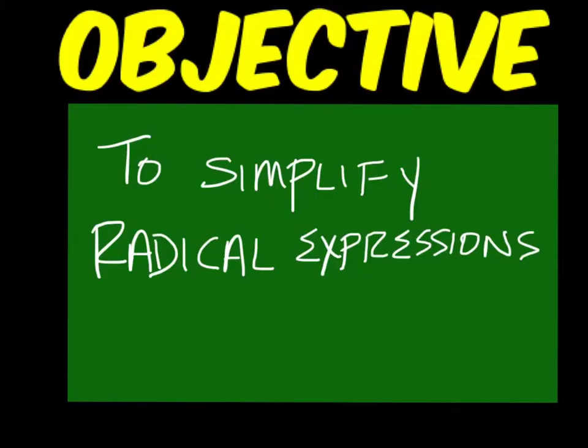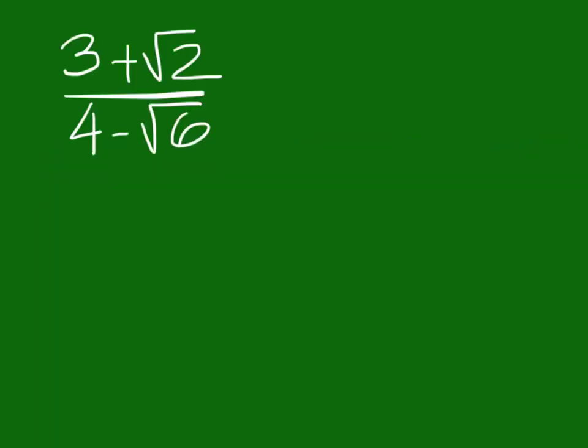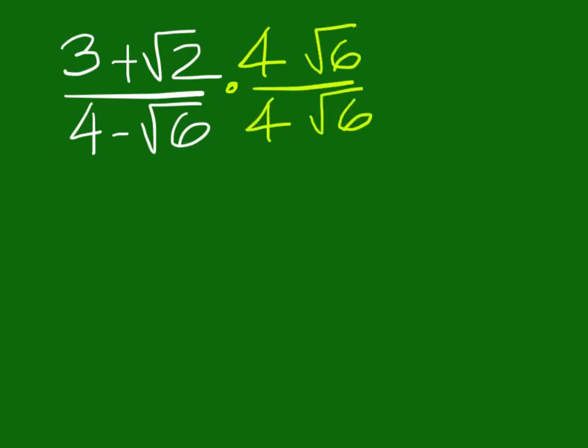The objective is to simplify radical expressions. Here's example number 1. Just like yesterday, you have 3 plus square root of 2 on top and 4 minus square root of 6 on the bottom. You have to multiply the top and the bottom by that same expression that's on the bottom, except the sign will be different. So you have to make it plus instead of minus.